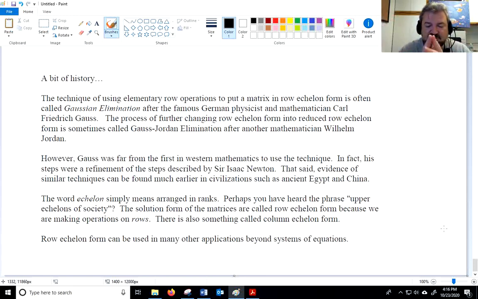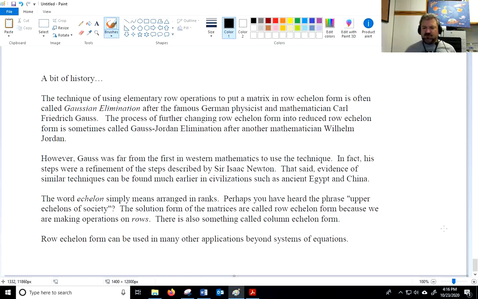By the way, the word echelon we talked about earlier simply means arranged in ranks or in file. Perhaps you've heard the phrase upper echelons of society. That's kind of similar. The solution forms of the matrices are called row echelon form because we're making operations on the rows. There is something called column echelon form. I mentioned that earlier, but we will not be using that here.